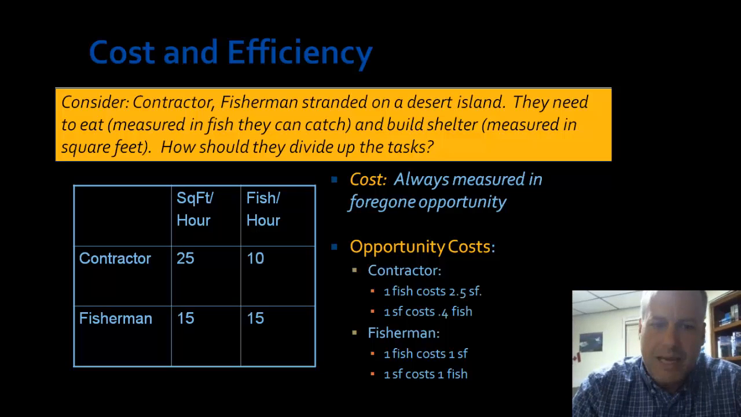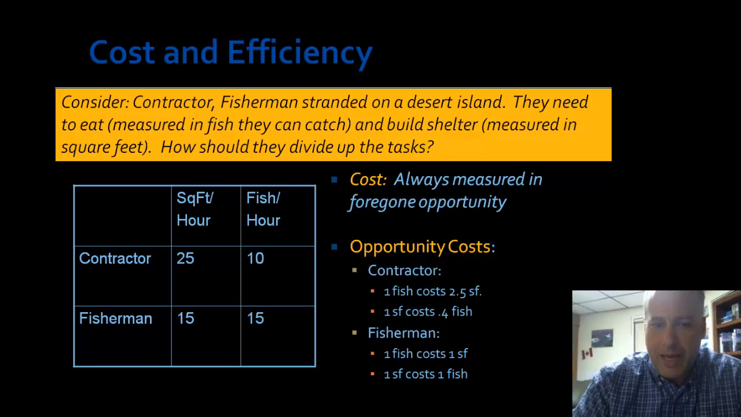So the table on the left indicates the rate at which they can build shelter and the number of fish that they can catch per hour. These are small fish, so 10 fish don't go very far.